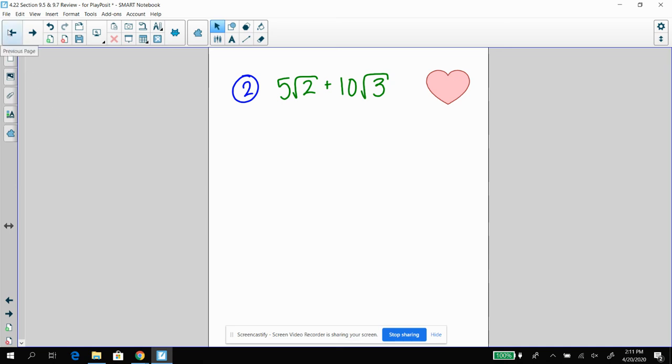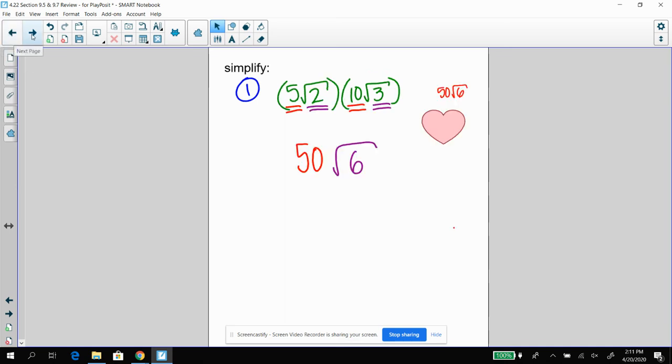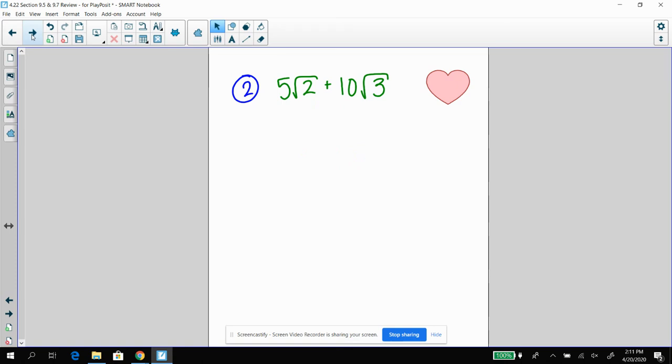All right, next problem here. Now, wait a second. This one looks a lot like this one, except instead of multiplication, we are now adding. Remember how we talked about addition and subtraction are super high maintenance. So things need to look exactly alike. And these guys don't. The square root of 2 and the square root of 3 make these not like terms. So this becomes CBS. It cannot be simplified any further.